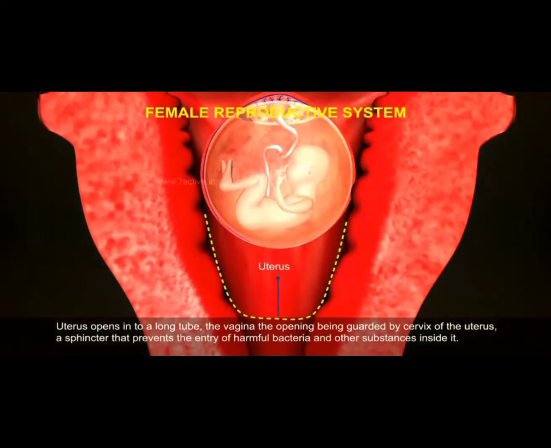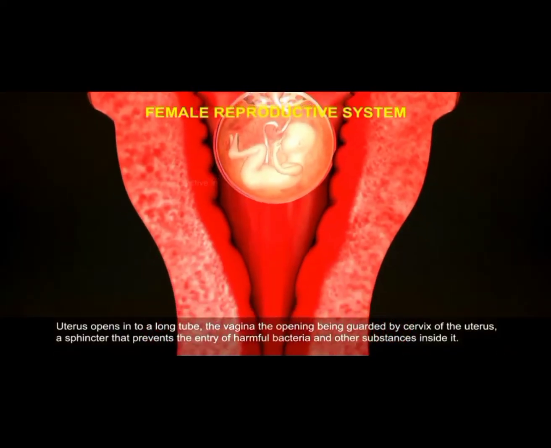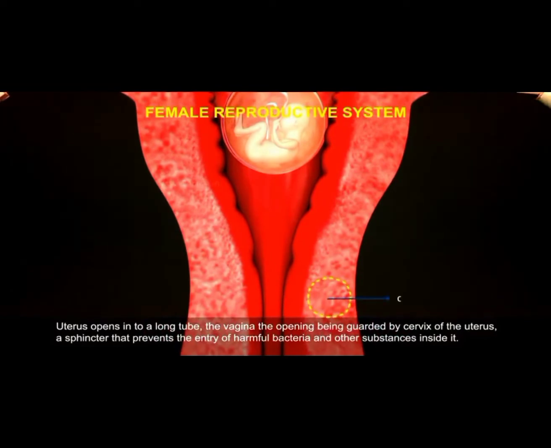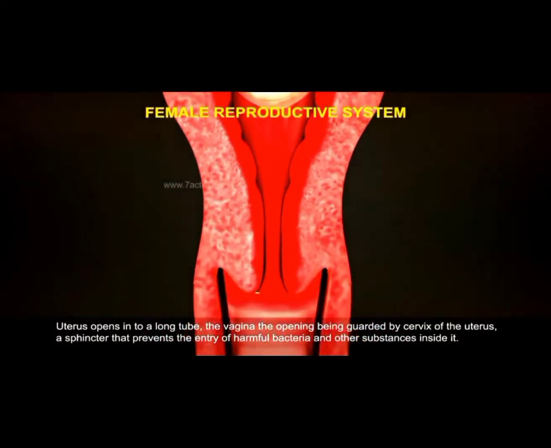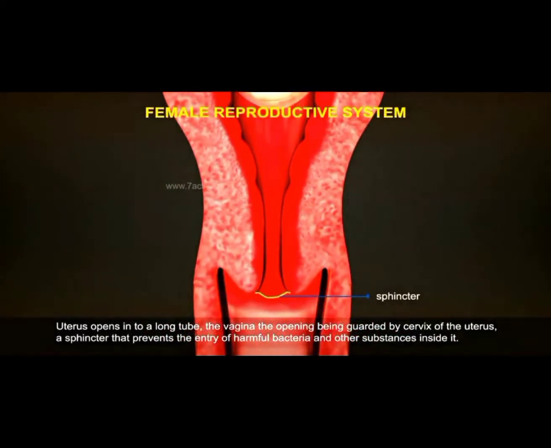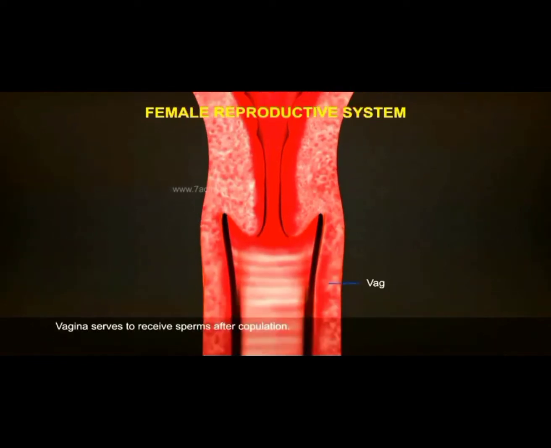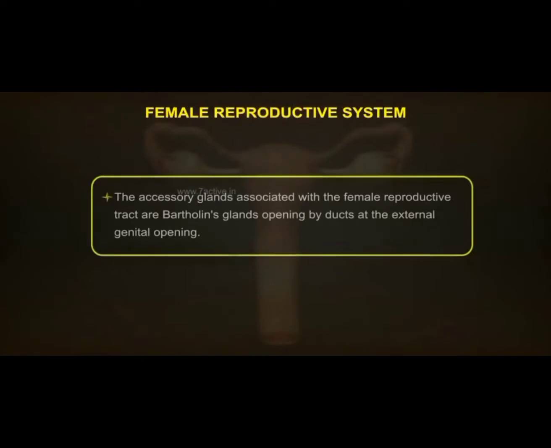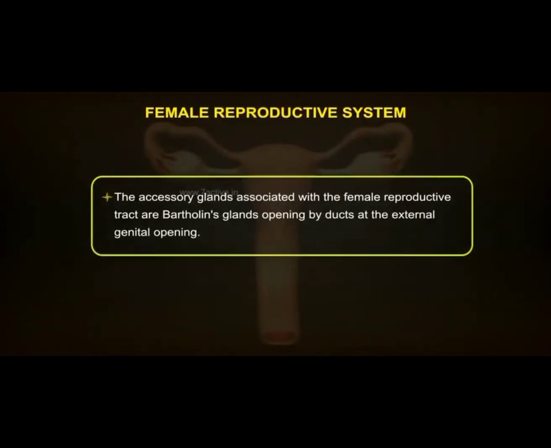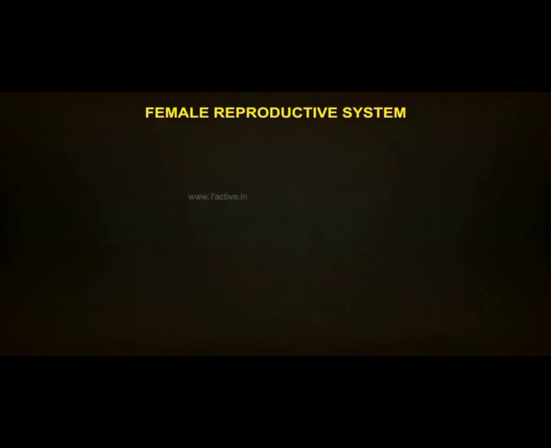The uterus opens into a long tube, the vagina, the opening being guarded by the cervix of the uterus, a sphincter that prevents the entry of harmful bacteria and other substances inside it. The vagina serves to receive sperms after copulation. The accessory glands associated with the female reproductive tract are Bartholin's glands, opening by ducts at the external genital opening.